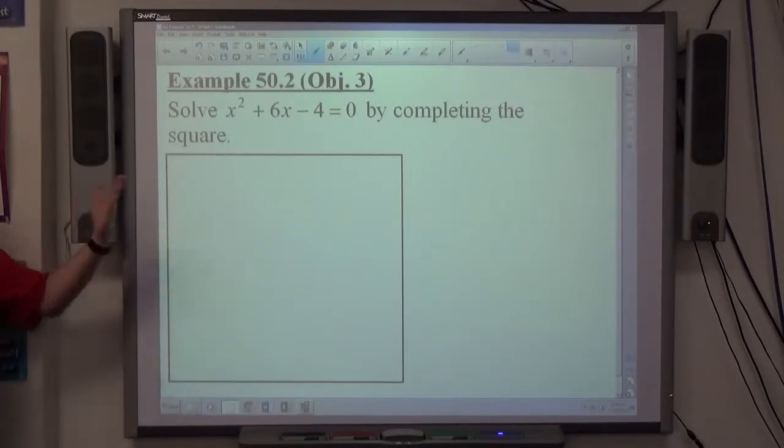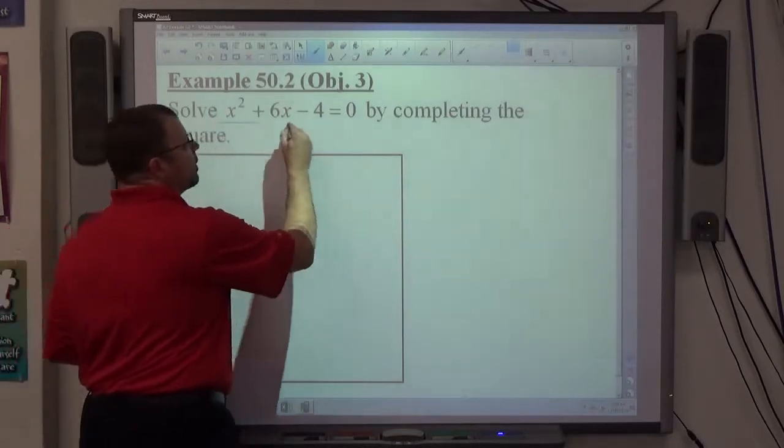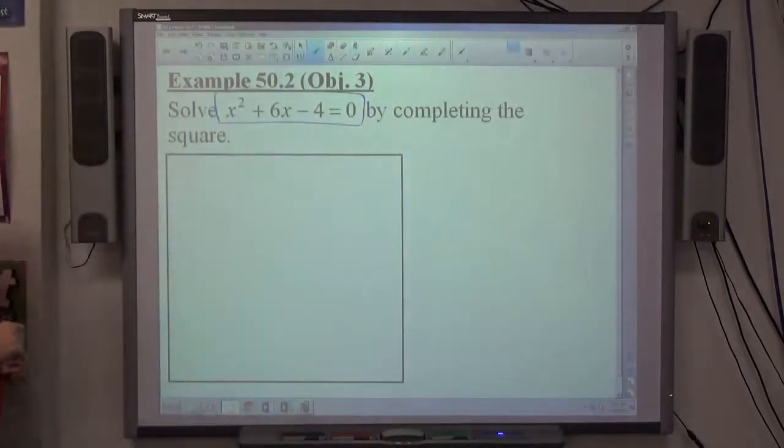All those steps, there's 6 steps. It seems like a lot. Some of those steps can be combined. So I'm going to show you how to do this. First off, this is already in descending order equals 0 form. So step 1 is basically done for us. So I'm going to skip step 1. I'm going to go right to step 2.